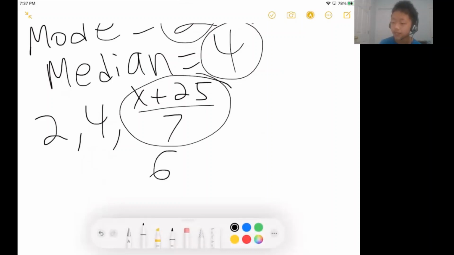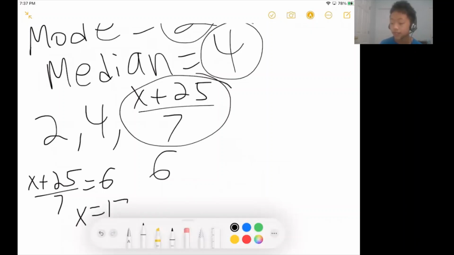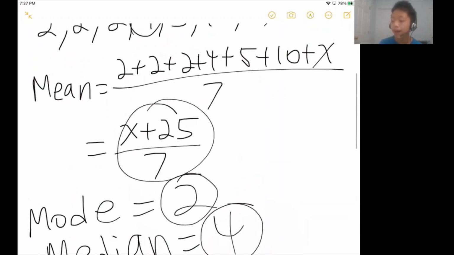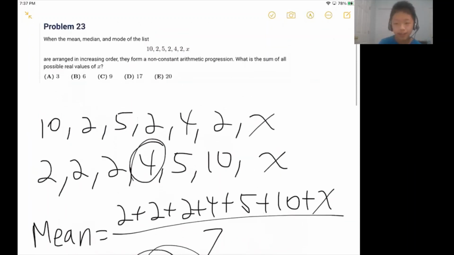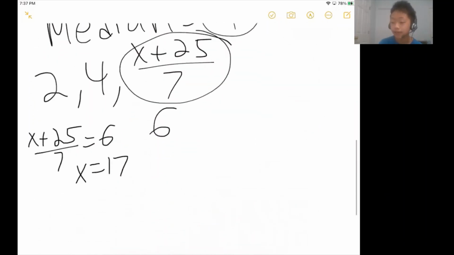This number has to be 6 because 2, 4, 6 forms an arithmetic progression. So if we have (x + 25)/7 equal to 6, then solving for x, we get x equals 17. And the reason this works is if you put x equals 17 back in and check it, you find that it does work. So x equals 17 is a solution.